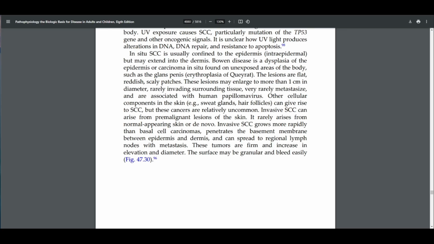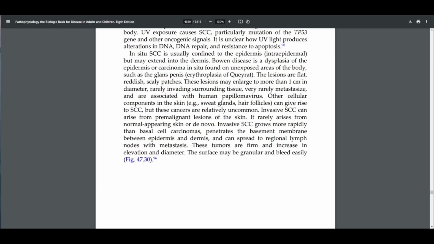Other cellular components of the skin can give rise to SCC, but these cancers are relatively uncommon. Invasive SCC can arise from premalignant lesions of the skin. It rarely arises from normal appearing skin or de novo. Invasive SCC grows more rapidly than basal cell carcinomas, penetrates the basement membrane between epidermis and dermis, and can spread to regional lymph nodes with metastasis.